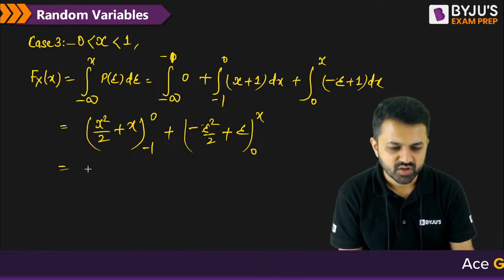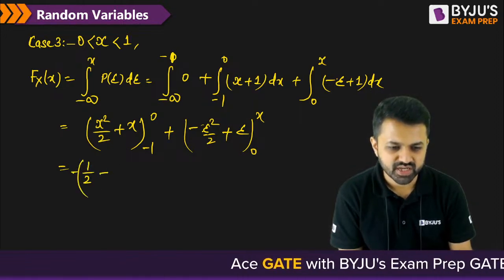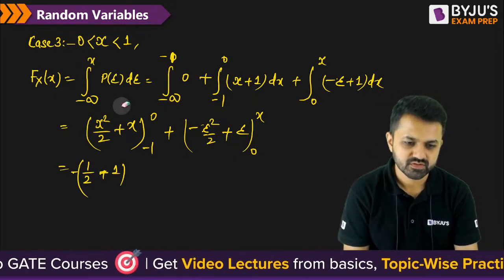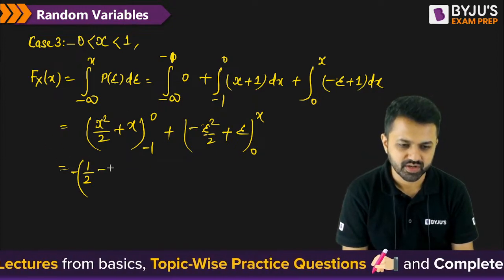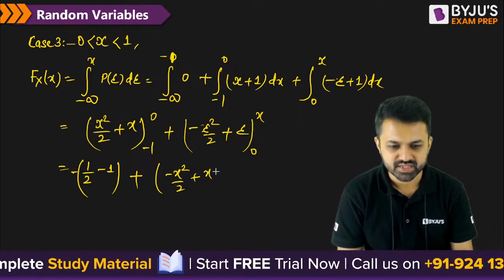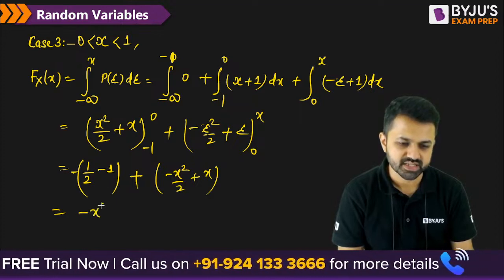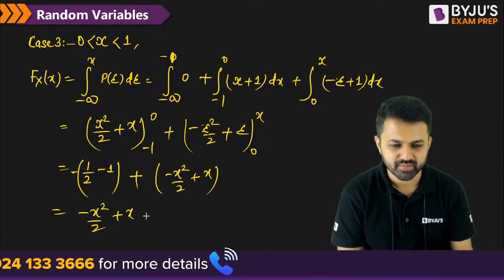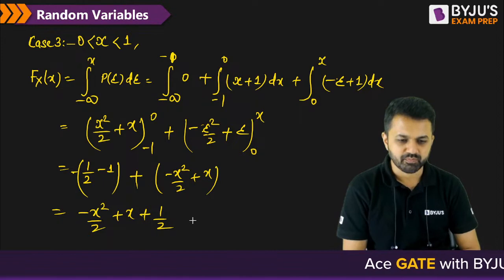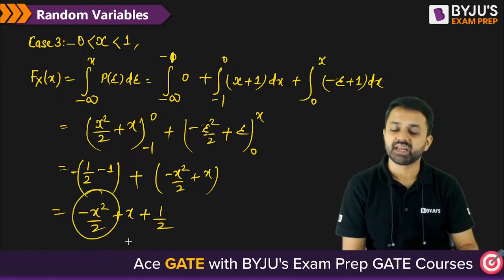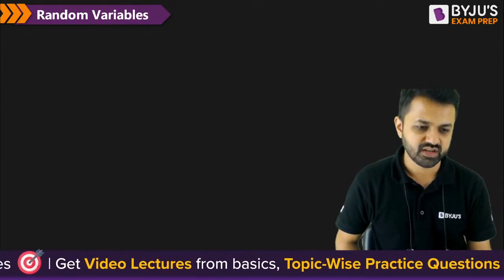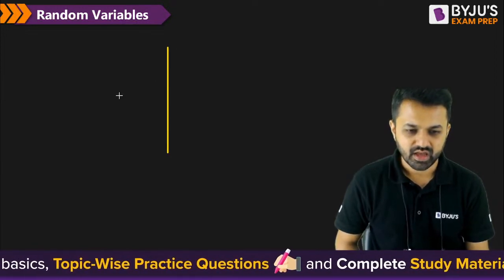And when you solve, you will get, from the lower limit, minus 1/2 plus 1, and here it is minus 1/2. Plus here you will get minus x square by 2 plus x. So overall you are going to get minus x square by 2 plus x, and the minus 1/2 has become plus, so plus 1/2. So here you are seeing that the x square term is negative. That means when you start increasing the value of x, now the value will decrease. Epsilon is a dummy variable.